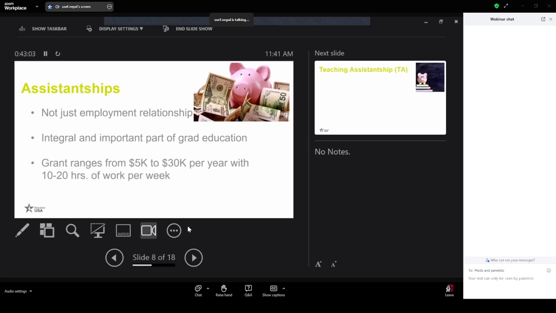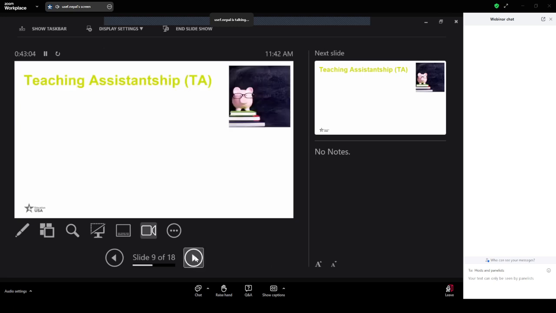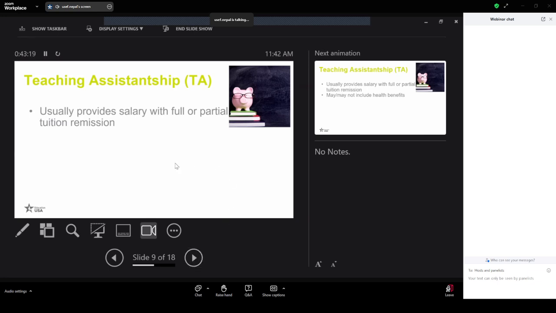Now, in the assistantship, there are going to be two kinds: teaching assistantship and research assistantship. If you get a teaching assistantship, a TA position, you'll get a salary, right? Which is going to be helpful for you. It will depend from state to state.